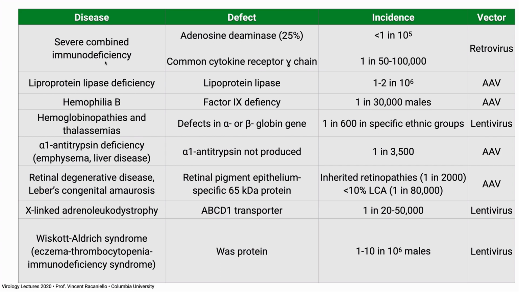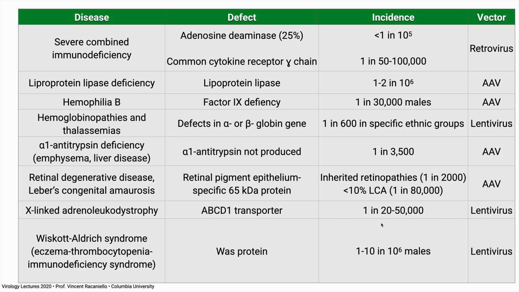immunodeficiency, bubble babies. They have to live in a very sheltered environment, otherwise they have no immune system. Some of them have an adenosine deaminase deficiency. Some of them have a defect in the common cytokine receptor gamma chain. These are the frequencies. I will tell you some results from that today. Lipoprotein lipase, hemophilia, hemoglobinopathies and thalassemias, alpha-1 antitrypsin, and then we have blindness, retinal degenerative diseases we'll talk about today, adrenoleukodystrophy, and Wiskott-Aldrich. And these are just a sampling, so you get an idea of the defects and the frequency.